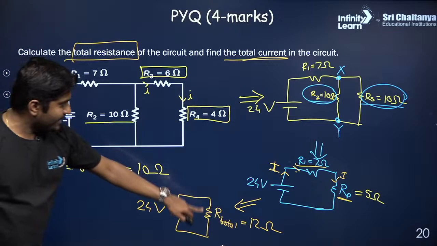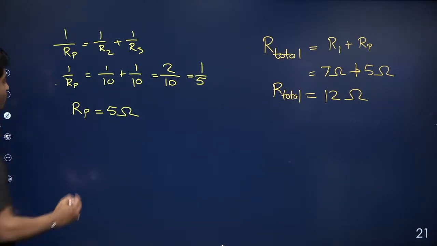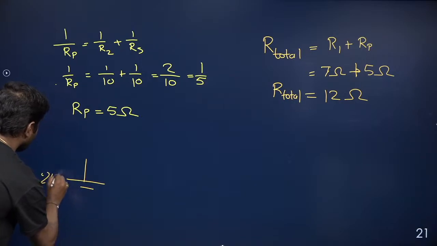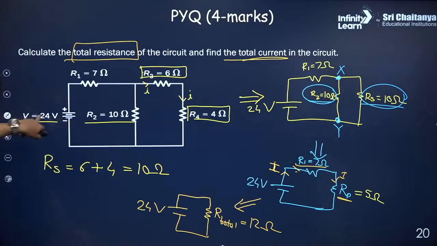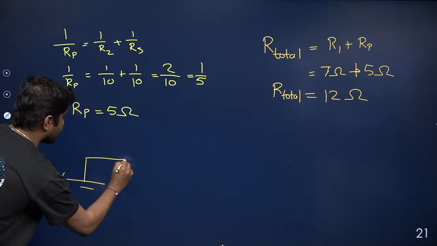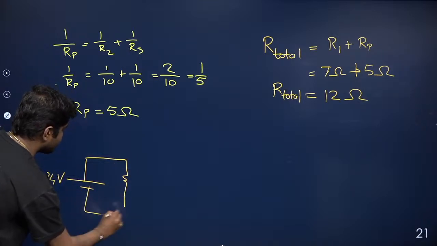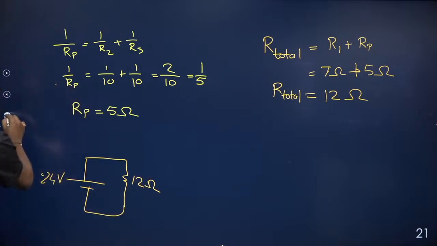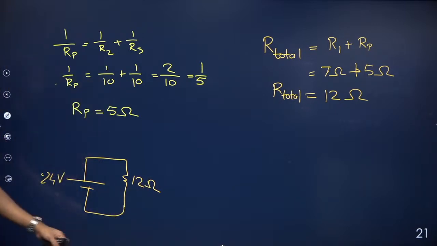So you look at this diagram. I'll redraw it if you want. The total voltage is 24 volt. Is it correct? 24 volt. And the total resistance value is 12 ohms. There is a total resistance value. Now we can use the Ohm's law.